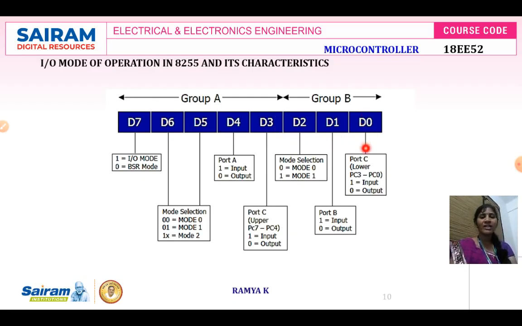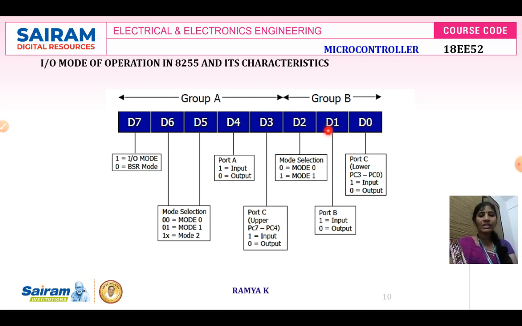So in this, the D0 will define whether port C lower, which stands between PC0 to PC3, has to operate as an input port or output port. If port C lower wants to act as an output port, then in this D0 bit we should give 0. Suppose port C lower should act as an input port, then in this D0 bit we have to apply 1.